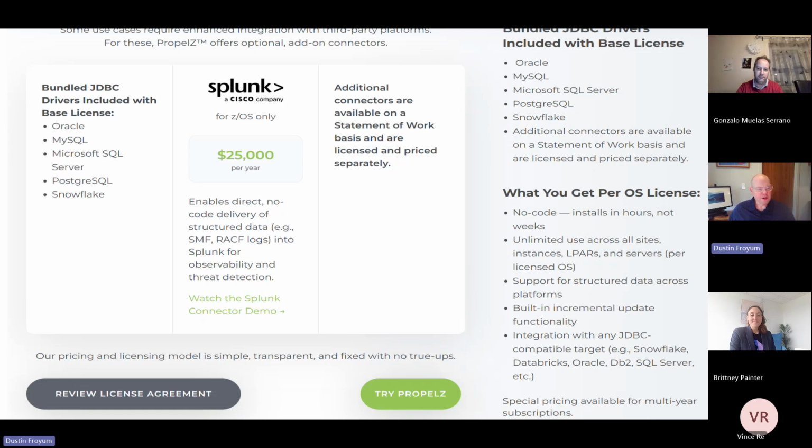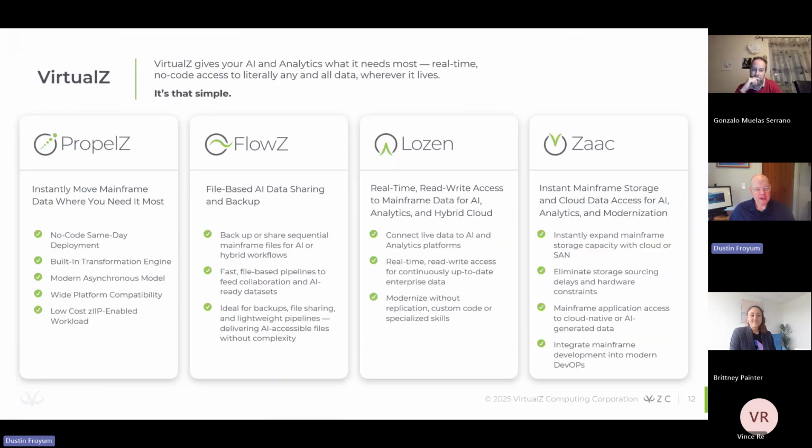I'll just mention, we have four products that can cover just about any data access, data storage challenge that you have in the mainframe. We have demos of each one of these products. Flows being the newest one, which gives you really a no-code, easy backup and data sharing solution. That's a little bit different than PropelZ. It's more file-based versus pushing it out into a relational database or an observability platform. So that's a really great solution.